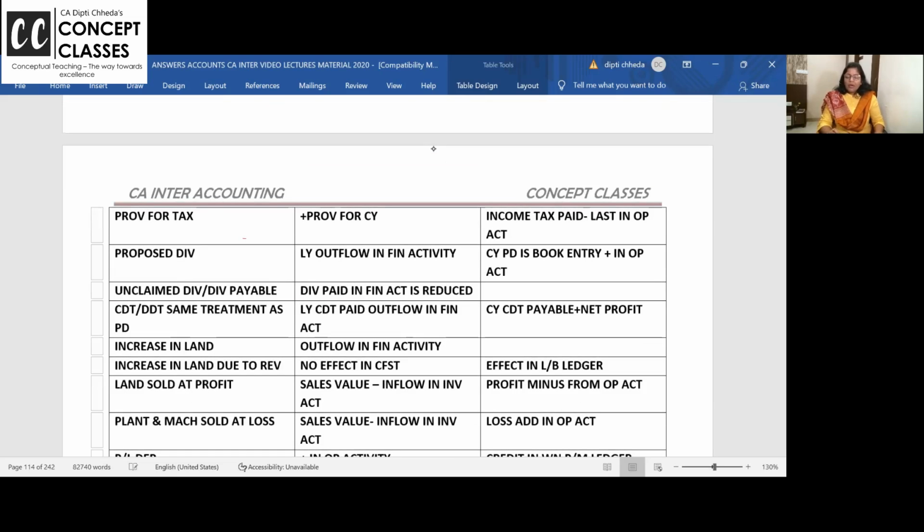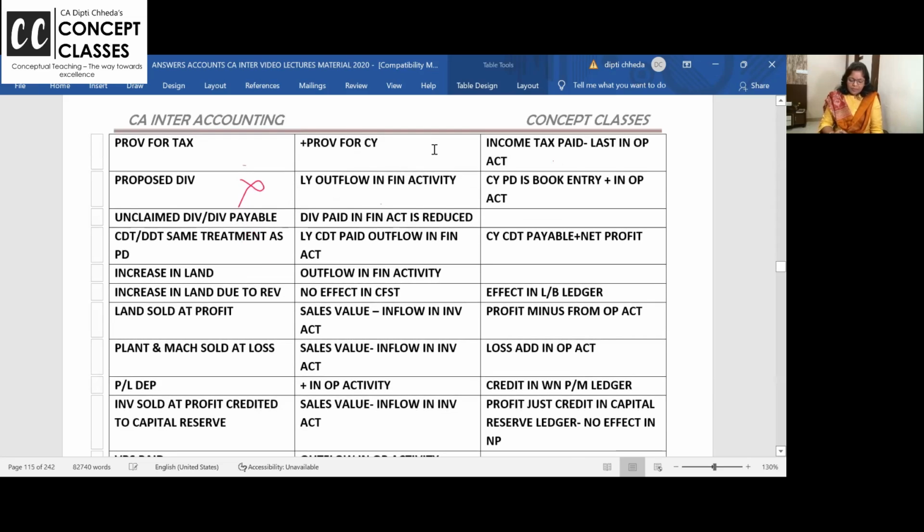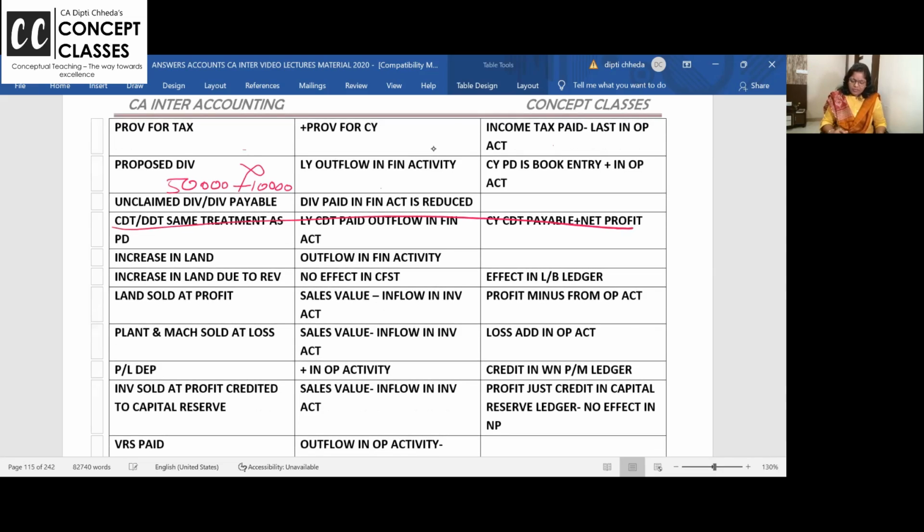Provision for taxation: add back in the operating activities, and income tax paid is deducted last in the operating activity. Proposed dividend of last year is a book entry, so you pay it now; but proposed dividend of the current year is not in your syllabus. Unclaimed dividend: old dividend that nobody is collecting. So opening unclaimed dividend was 50,000 and closing 10,000. Happy, 40,000: we could locate the shareholders and paid them, so unclaimed dividend paid is an outflow. Dividend paid is an outflow. CDT and DDT are not there, so we are not checking this.